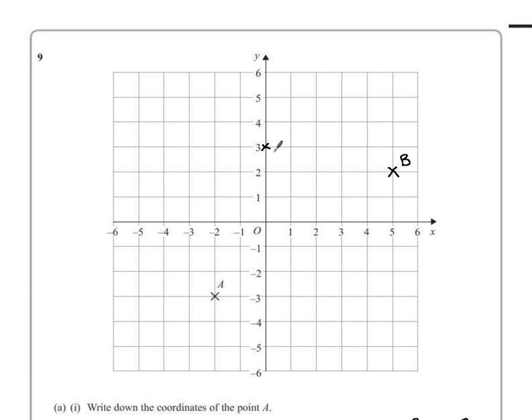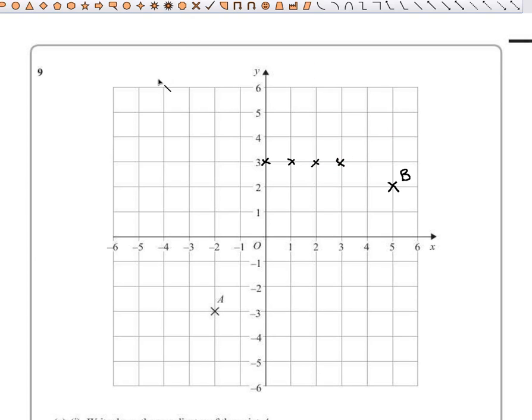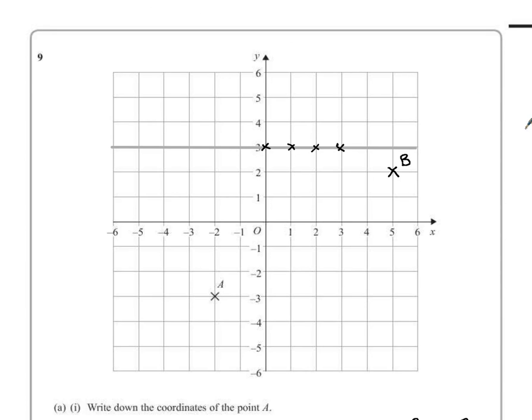But where else does y equal 3? Well, it still equals 3 there, it still equals 3 there, and so on and so forth. So the line of y equals 3 must be a straight line that goes right through the point where y equals 3. 1-mark question, that should be good enough.